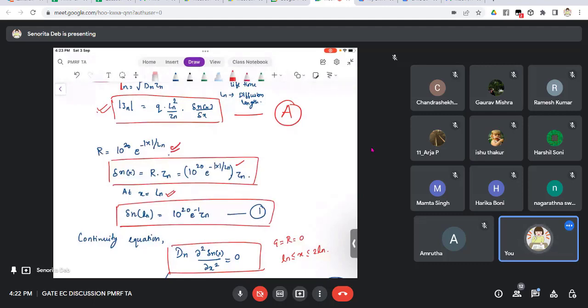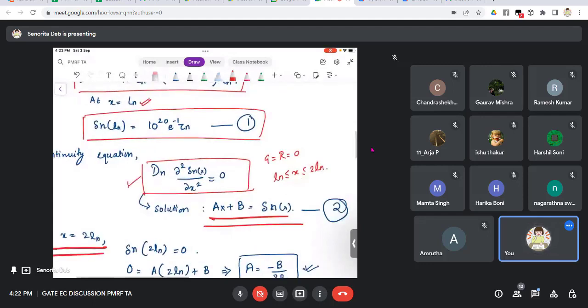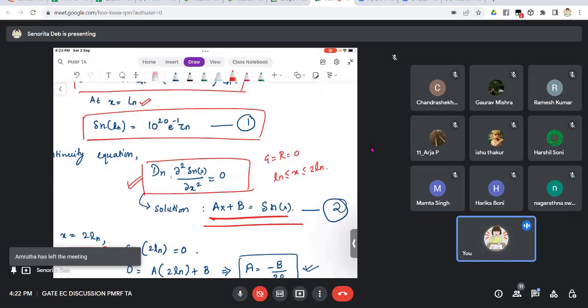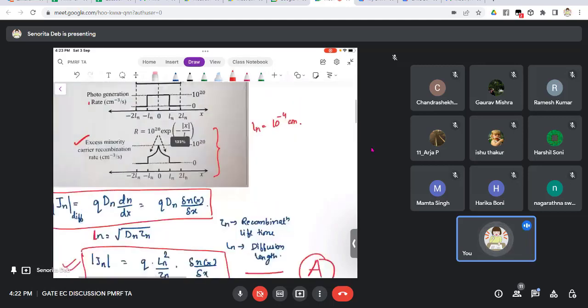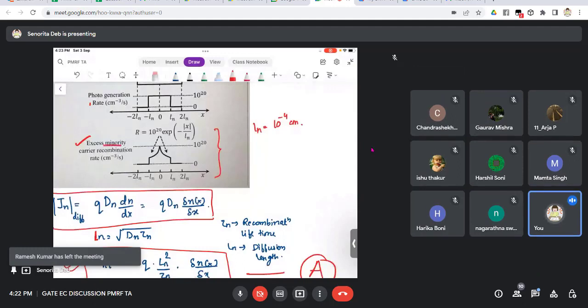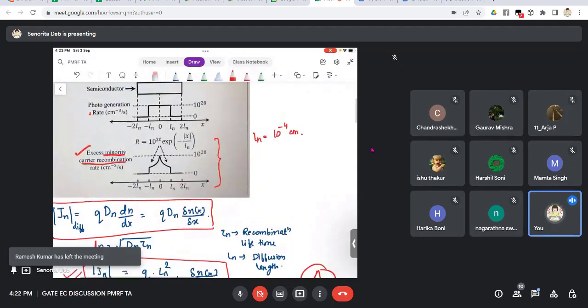So from the continuity equation, this equation is also there in the book. It's an important equation. The continuity equation says Dn into delta square delta n(x) by delta x square is 0. This is 0 because the generation and recombination rate is 0. It is given. This is the profile for generation and minority carrier recombination that was given, right? So this is for generation and this is for recombination. At both the places you can see that G is 0, R is 0.